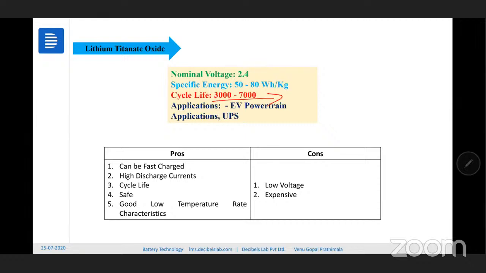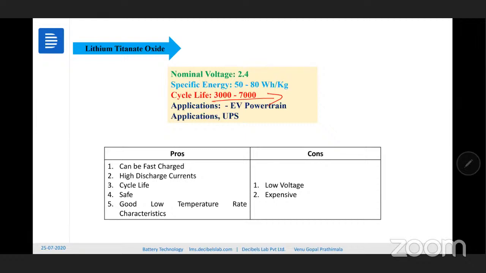And another pro is good low temperature rate characteristics. When the temperature is low, there will be some problem with the discharge of the cell. Okay. So we have to make sure that the cell is operating in this particular operating region, or at least at room temperature. Otherwise there will be losses or your discharge currents will not be that perfect. But this particular lithium titanate oxide cell is giving good low temperature rate characteristics, in the sense of charge and discharge characteristics.